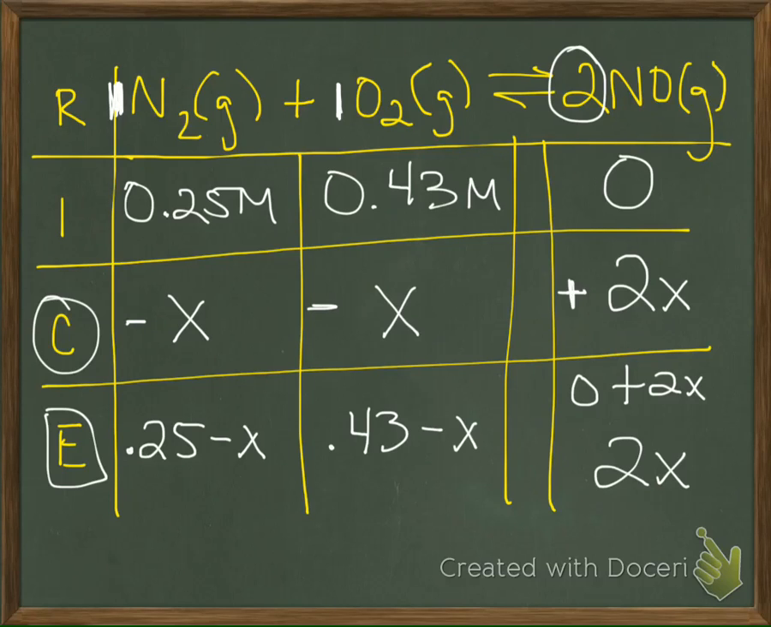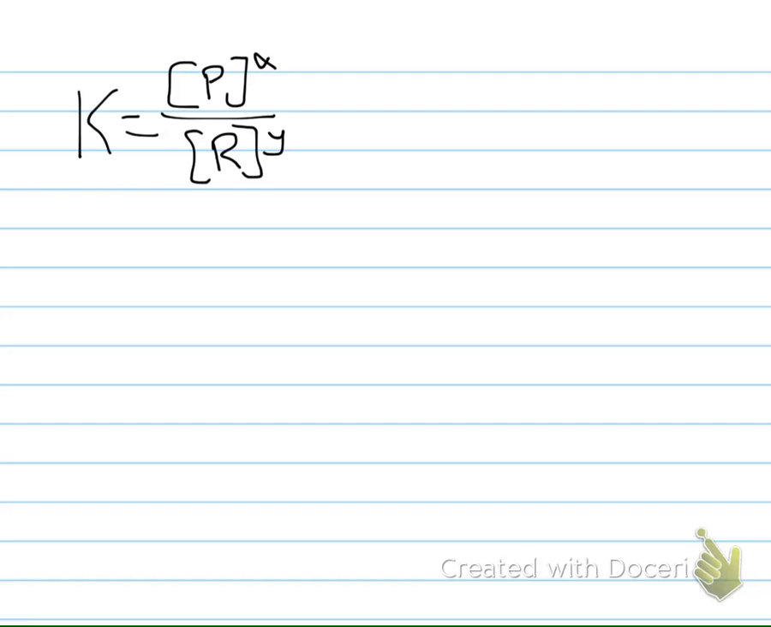Now that we have our information for our E, we move to the next step, which is to plug into our K formula. Next page. We know that, again, K is equal to concentration of products to a coefficient over concentration of reactants to a coefficient, and this is equal to a value. And in this case, our K is equal to 4.1 times 10 to the negative 4th.